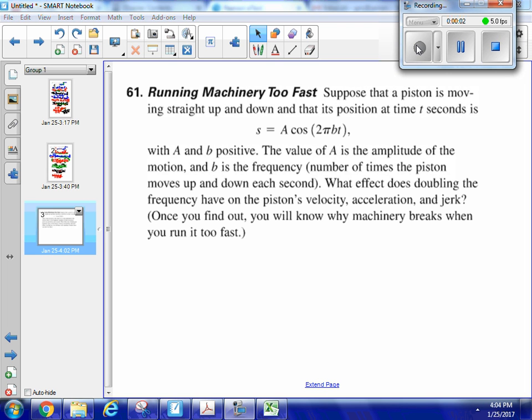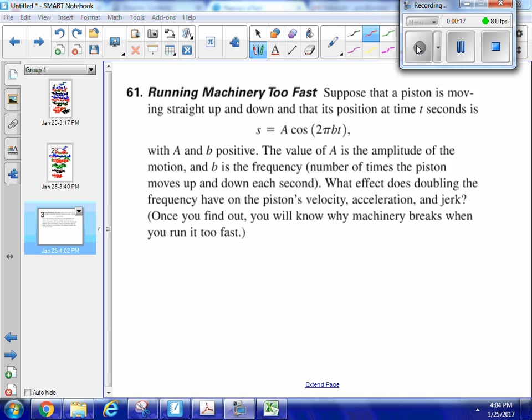This is a good problem to help you understand how to interpret and read different kinds of word problems. So let's just take a look at it and see if we can understand what the problem is asking first.